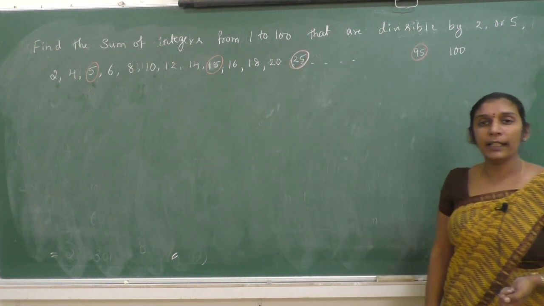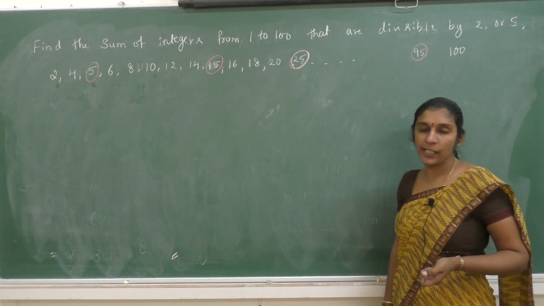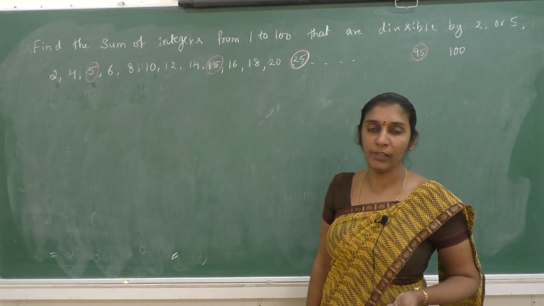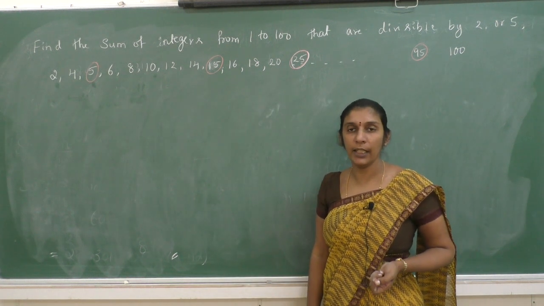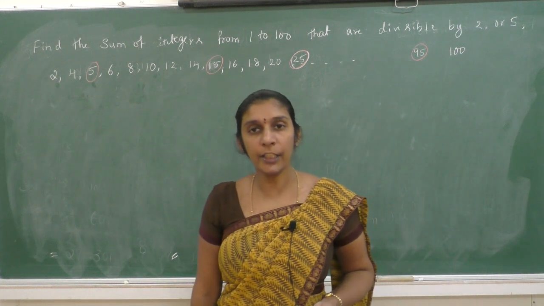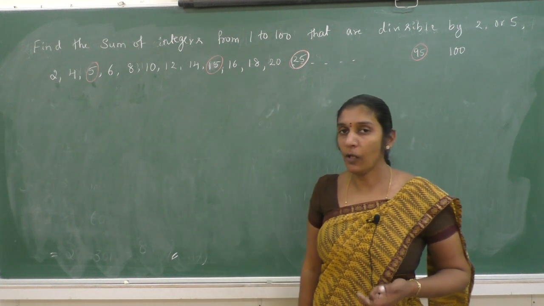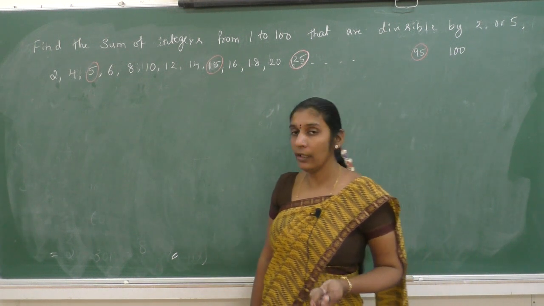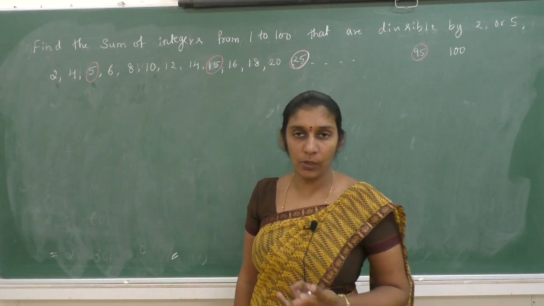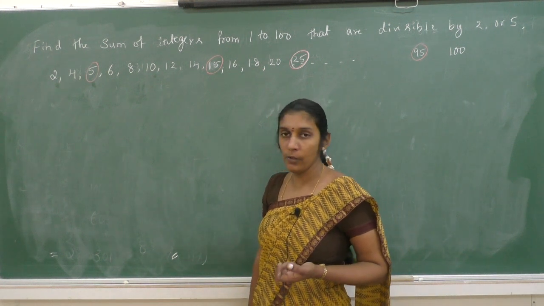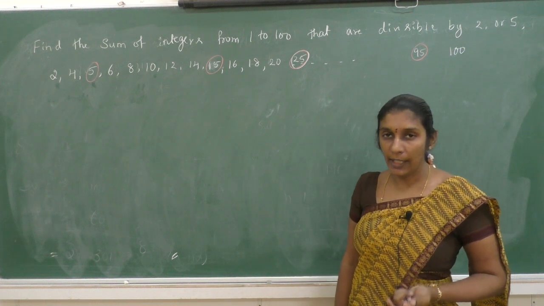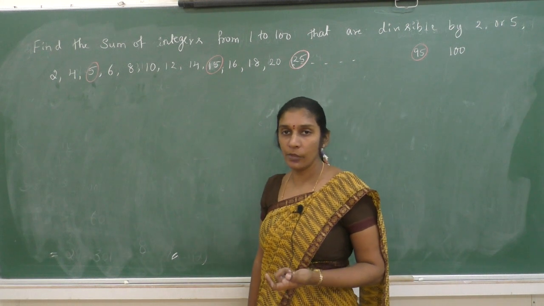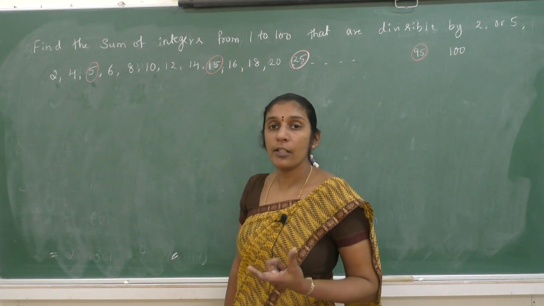What are the remaining numbers? 2, 4, 6, 8, 10, 12, 14, 16, 18, 20, 22, 24, 26, 28, 30, and so on. So that set of numbers, that arrangement of numbers, is in arithmetic progression, right. So here we come across two arithmetic progressions. One is 2, 4, 6, 8, 10, and so on up to 100. The second sequence is 5, 15, 25, and so on up to 95. So we come across two sequences.